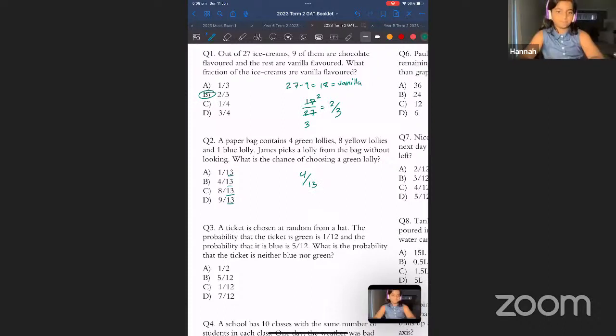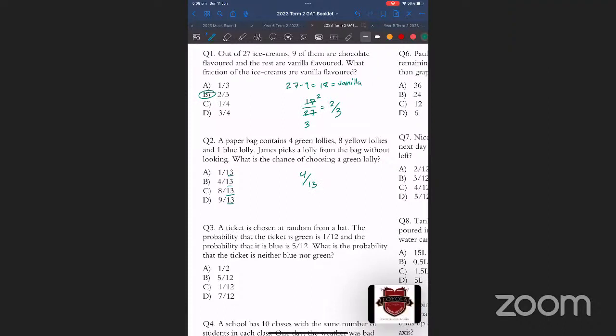Just for those students who don't know, to find the probability of anything, it's as simple as this: on the top goes the outcome that you want. So basically, what you want goes on the top. And on the bottom is the number of all possible outcomes. Numerator and denominator.